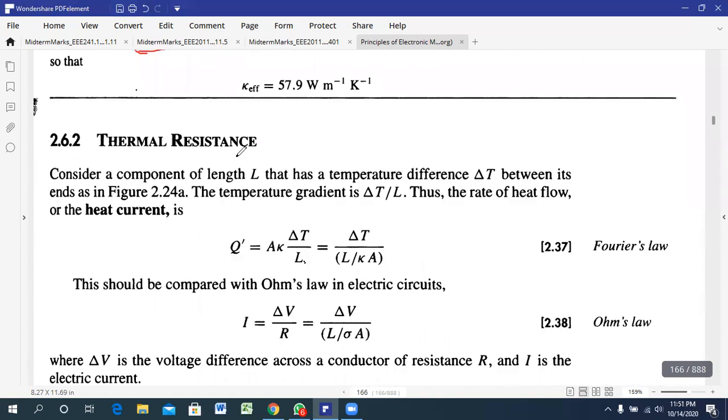Now the next one is very important. The next one is thermal resistance, article number 2.6.2. Consider a component having a length L with a temperature difference delta T between its two ends. So let us go to figure 2.24.